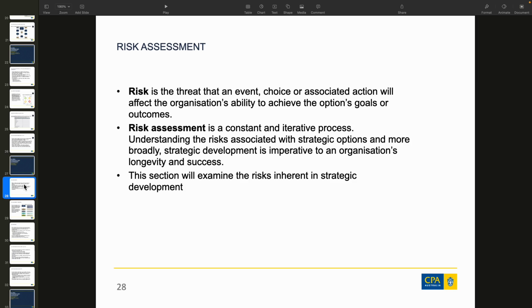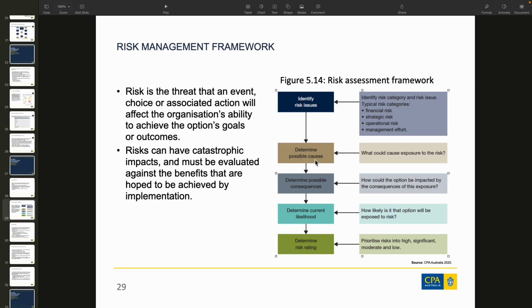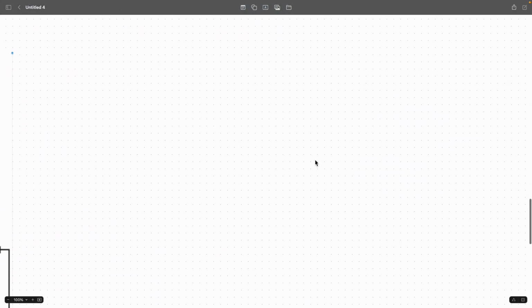Risk assessment is basically a process whereby you go through the likelihood and impact. You're making an assessment of likelihood and impact. So there is risk inherent in strategy. When you develop strategy, certain risks come along, and therefore you have this risk assessment approach.